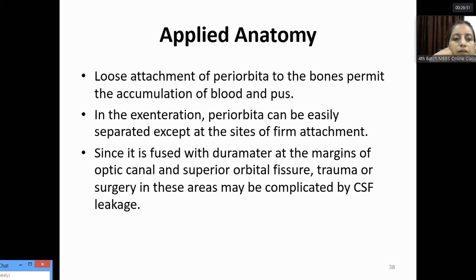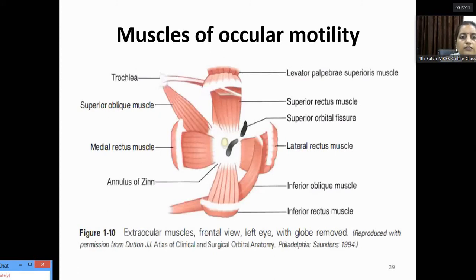The periorbita can be easily separated except at the sites of firm attachment, since it is fused with the dura mater at the margins of the optic canal and superior orbital fissure. Trauma or surgery in this area may be complicated by CSF leakage. So it is quite dangerous.